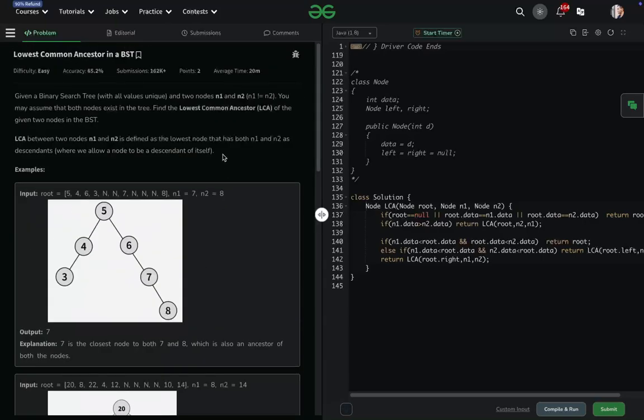That's it. We have solved this question. Code is given in the description box.